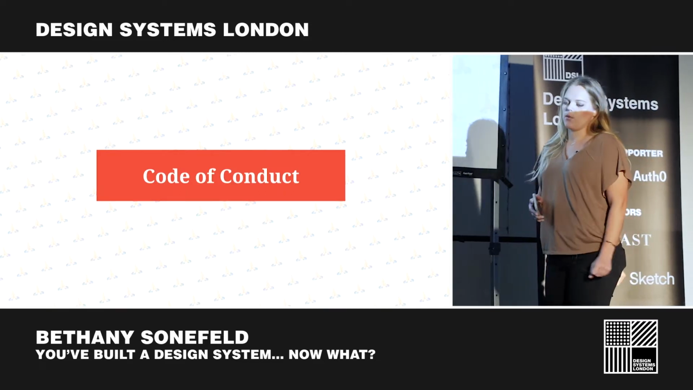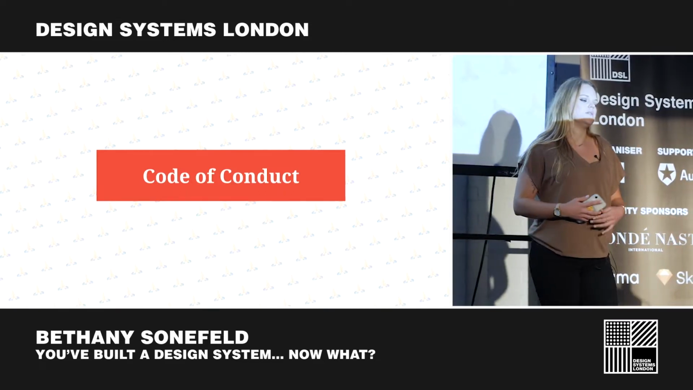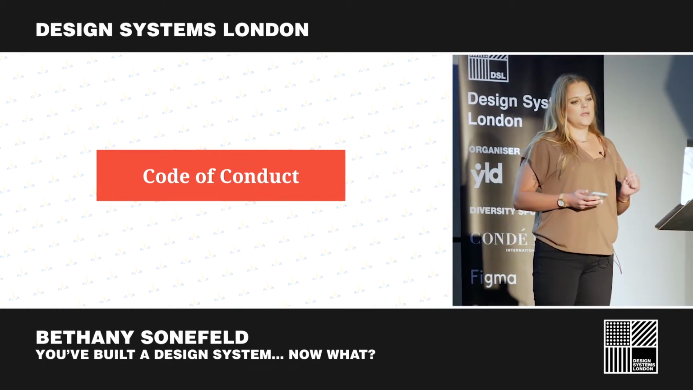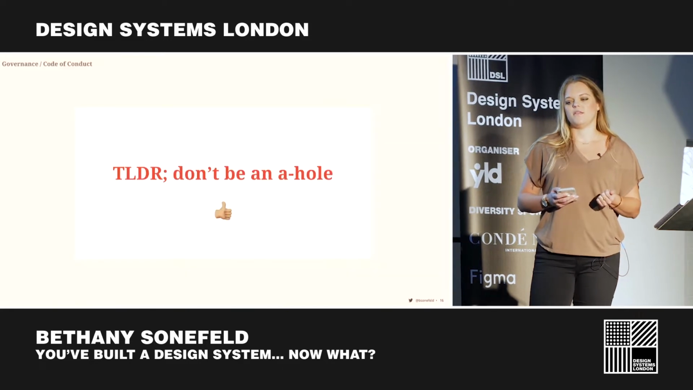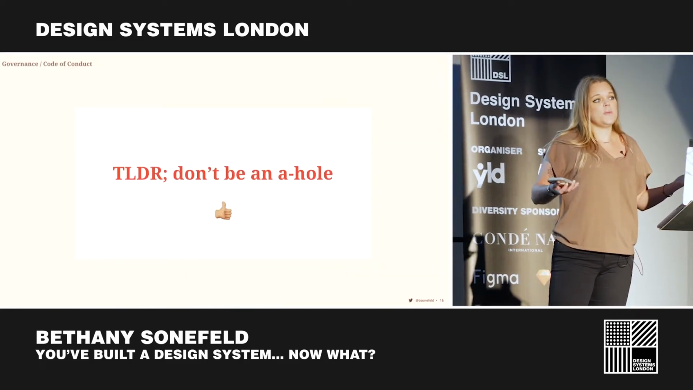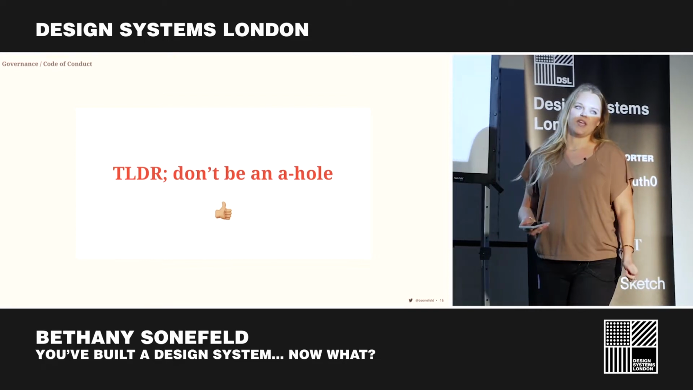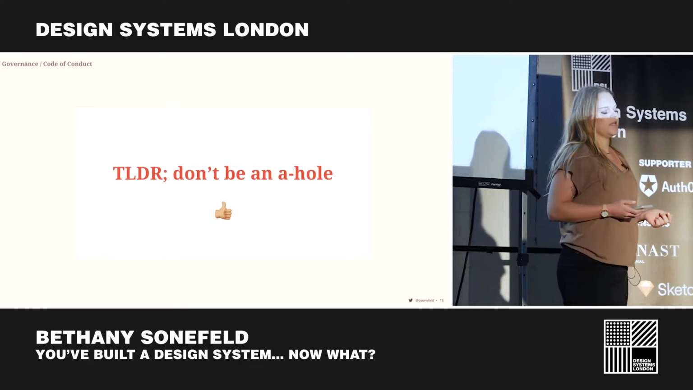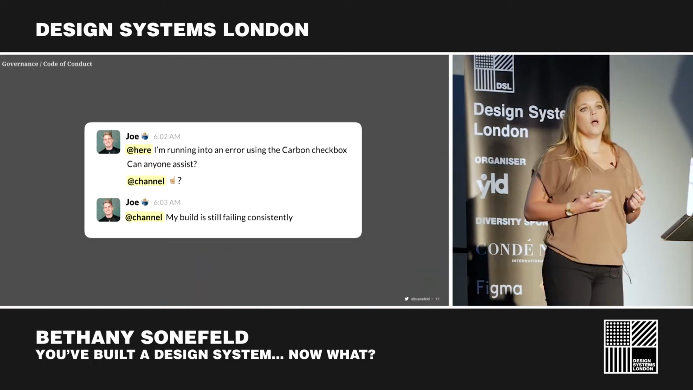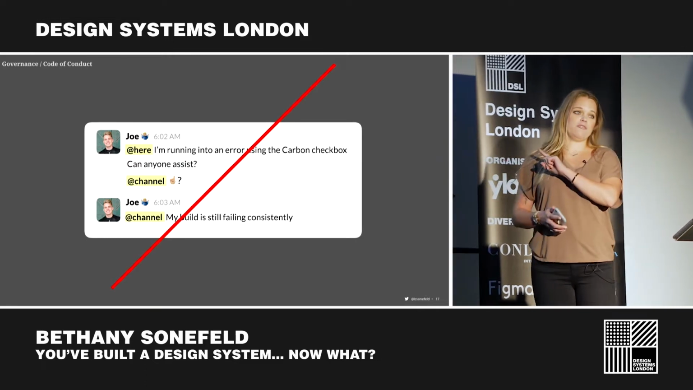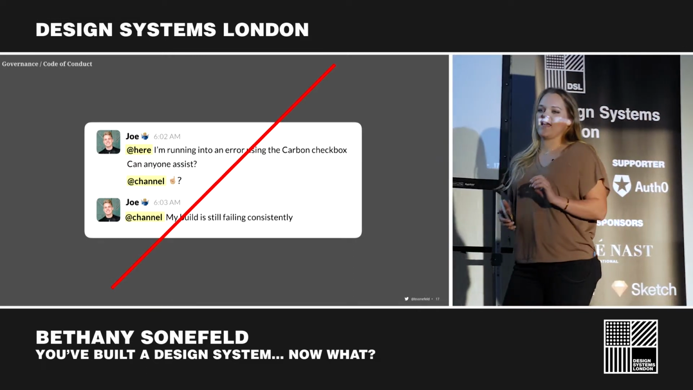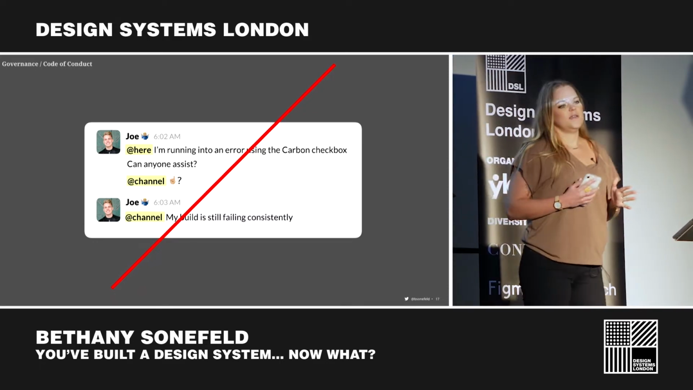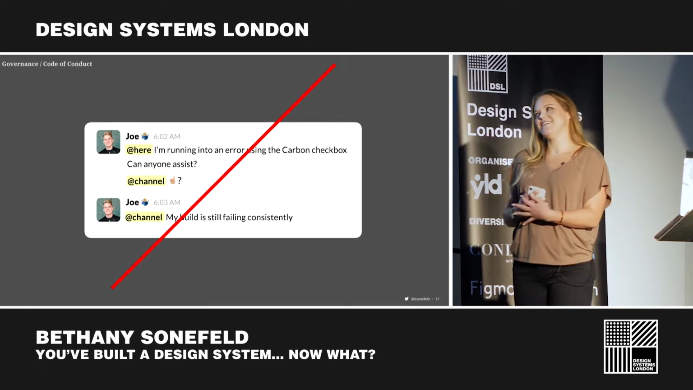Another task item when it comes to establishing process is having a code of conduct in place. Honestly, I feel like this is often overlooked, but it's so important. The TLDR of it is just don't be a jerk. Be a decent human being, right? But it's also going to help your team establish some communication best practices, which will help prevent things like this from happening, where Joe is @-ing the channel for every small message or question that he has. Please don't be like Joe. Don't do this.